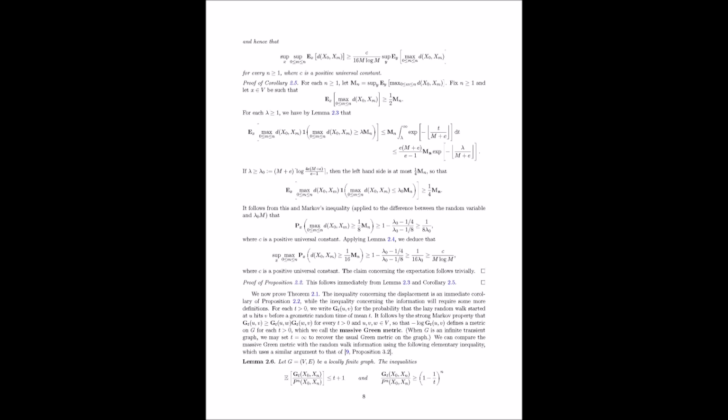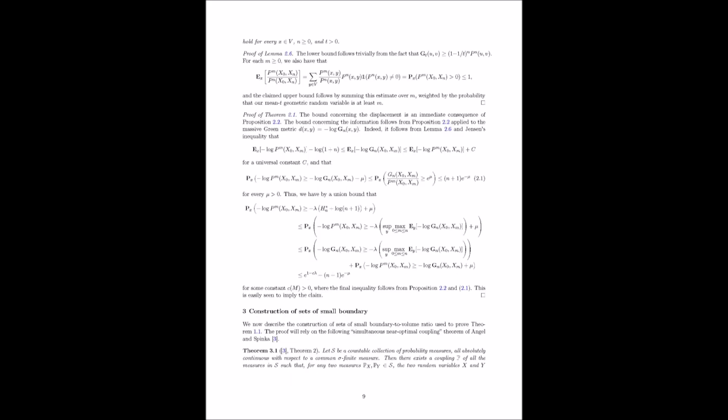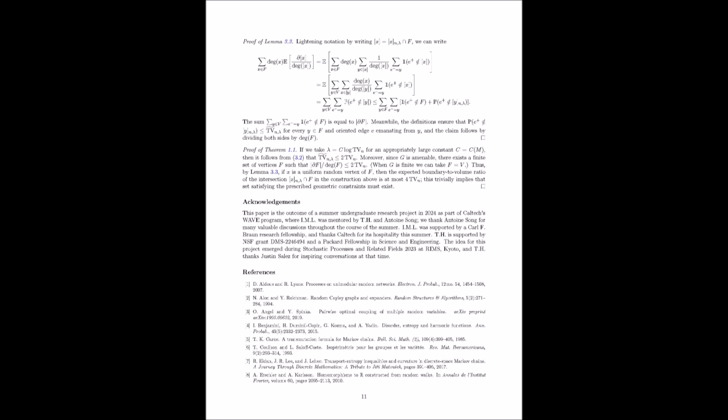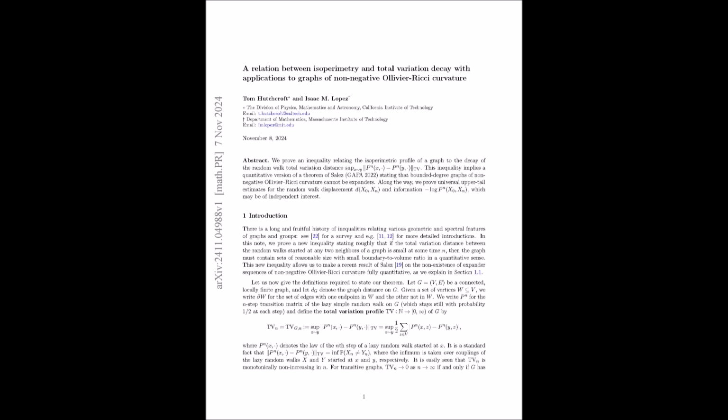Exactly. And that's where the connection to Theorem 1.1, the main result from the Hutchcroft and Lopez paper we've been discussing, comes into play. Remember, that theorem connects total variation decay, how quickly a random walk mixes, to the isoperimetric profile, that measure of boundary to volume ratios. Right. Good mixing implies the existence of well-connected regions, those sets with small boundaries. And Salez's result says those well-connected regions can't be too extreme if you have non-negative Ollivier-Ricci curvature. So it all ties together. It's like a beautiful web of connections between random walks, isoperimetry, and curvature.